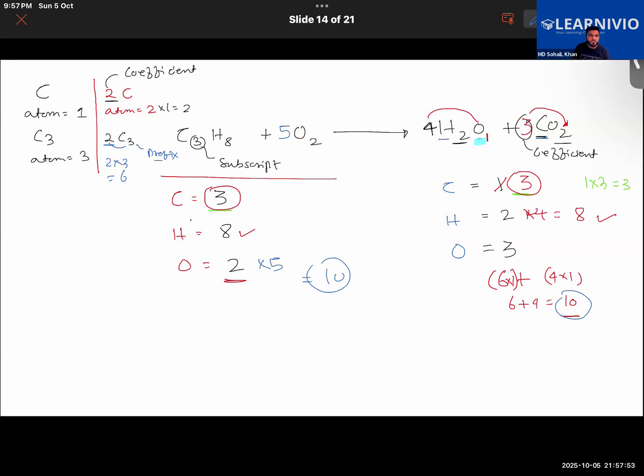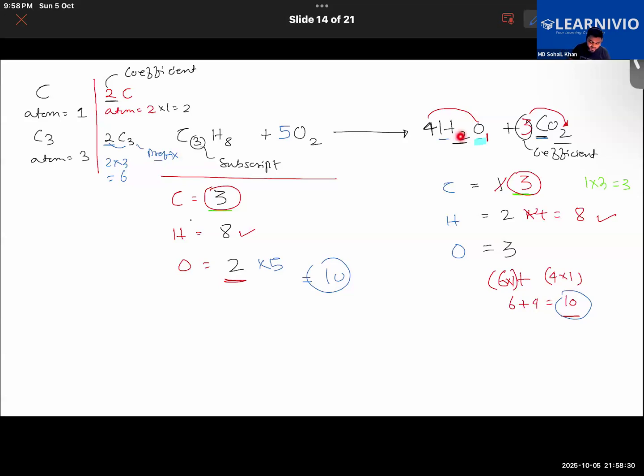Sir, why do you multiply the coefficient with the subscript? In hydrogen there is 4 and 2 also, so can we multiply it with that also? If there isn't anything written here, there is only one oxygen atom in this compound. When we multiply 4 with 1, before 4 was not written here, so there was only one. But now that you have written 4 here, it becomes 4 oxygen atoms.